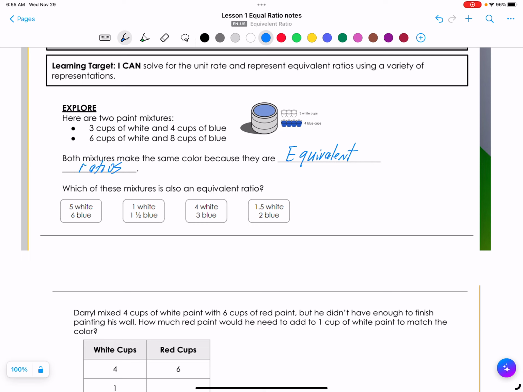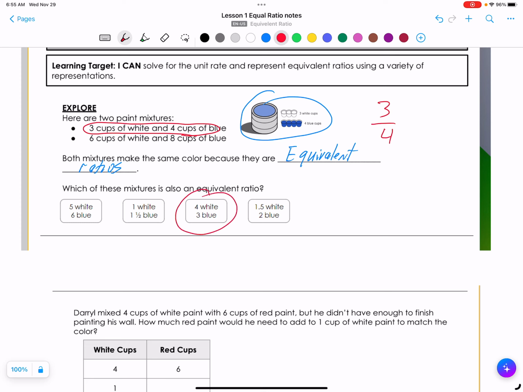or equal ratios. Okay, so down here at the bottom, it wants us to say which of these mixtures are an equal ratio. And what they mean by that is which ones are equal to our example up here. So I did erase it, but I'm going to use the 3/4 because it's reduced. And I got 3/4 from right here. So let's try one. I'm going to see if this one is equal.